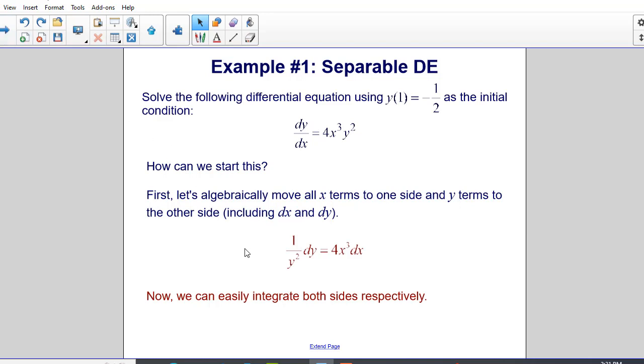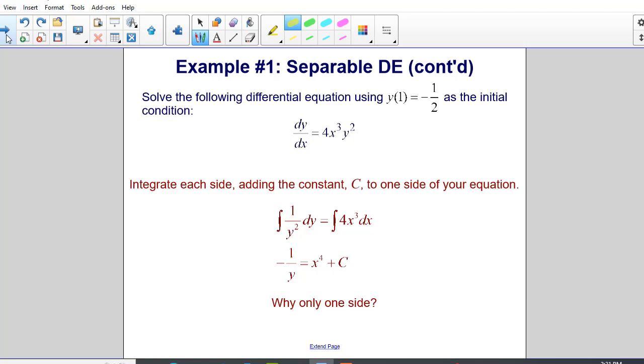So I obtained the new differential equation, 1 over y squared dy is equal to 4x cubed dx. How did I get that? Well, some basic algebra looks like this. If I multiply both sides by dx, on this side it's going to cancel, and you can see I have my dx over here on the right side. If I divide both sides by y squared, again on this side it's going to cancel, but on this side I'm going to have 1 over y squared dy. So I have separated my variables in terms of x and y. Now we can easily integrate both sides respectively.